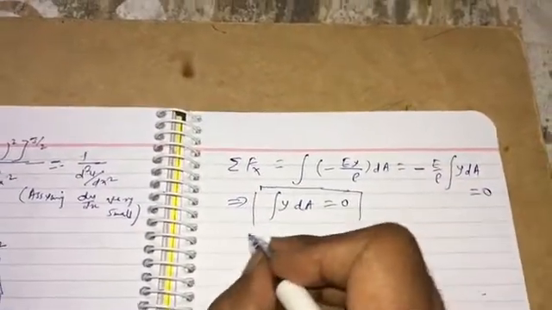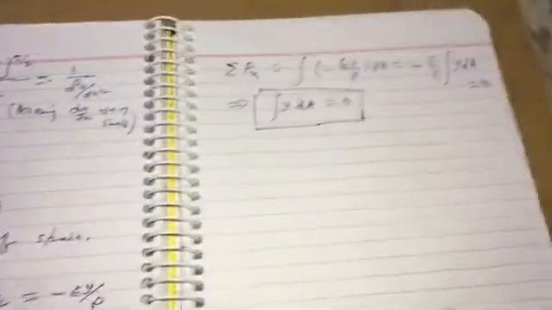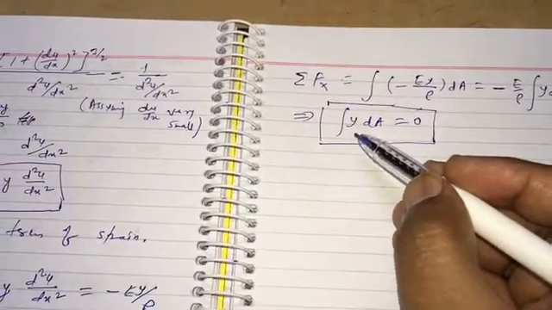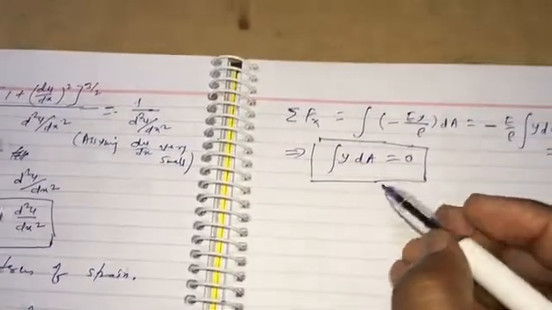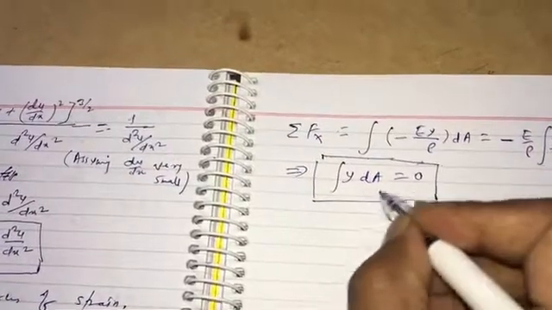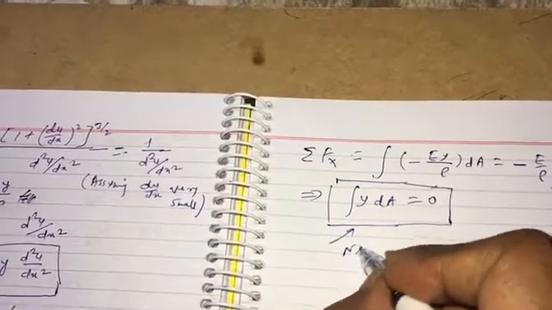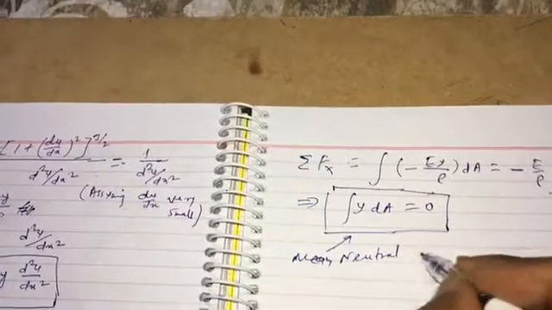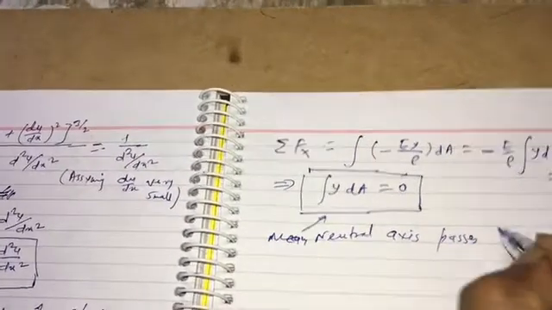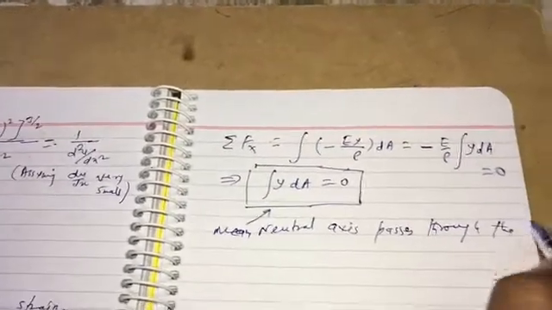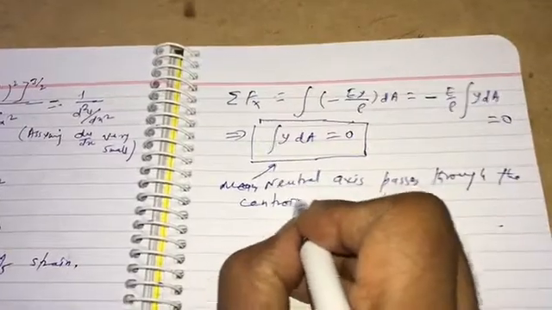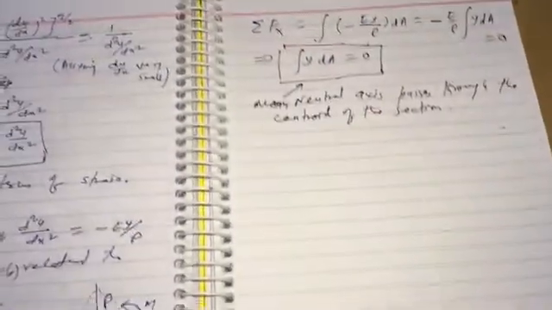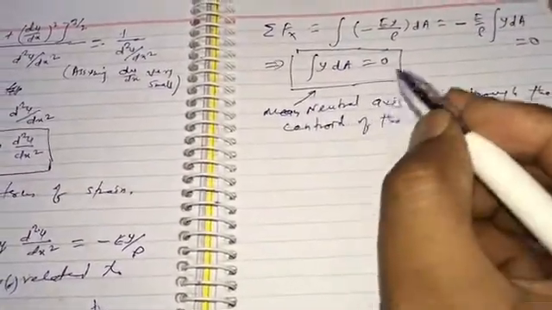Okay, so this is one thing we got. That really means the origin of the coordinate, that's y equal to 0, is where the centroid of the area is. So this really means the neutral axis, simply neutral axis, passes through the centroid of the section, the centroid of the beam section. That's what that really means. Okay, so that we get one piece of information.